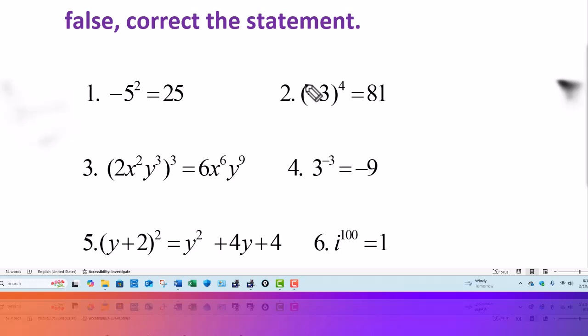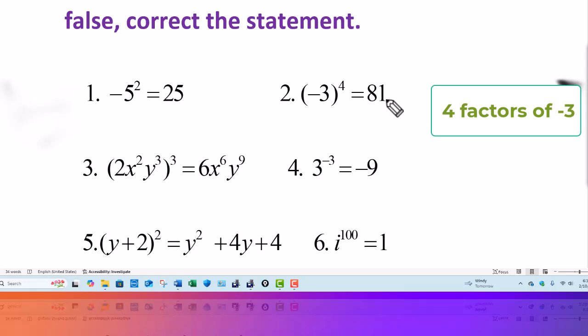So obviously for the second one, it has parentheses. So this is 4 factors of -5, which is 81. This one is true.